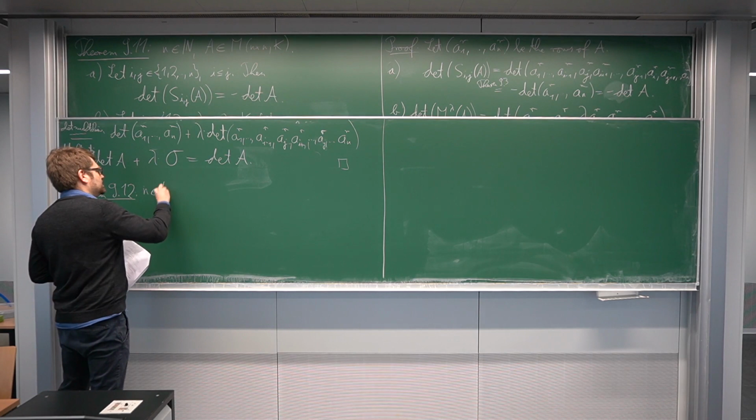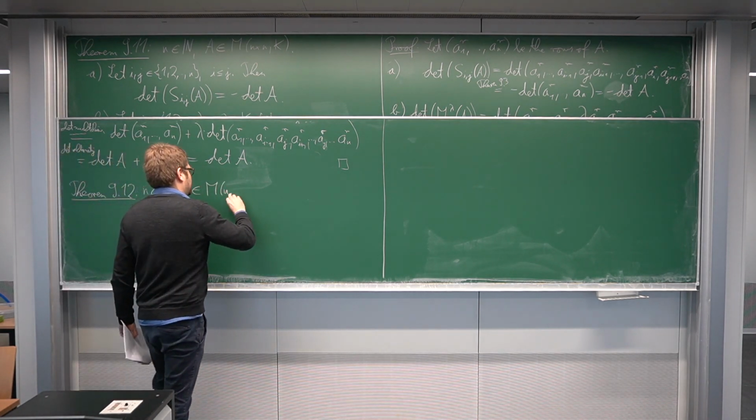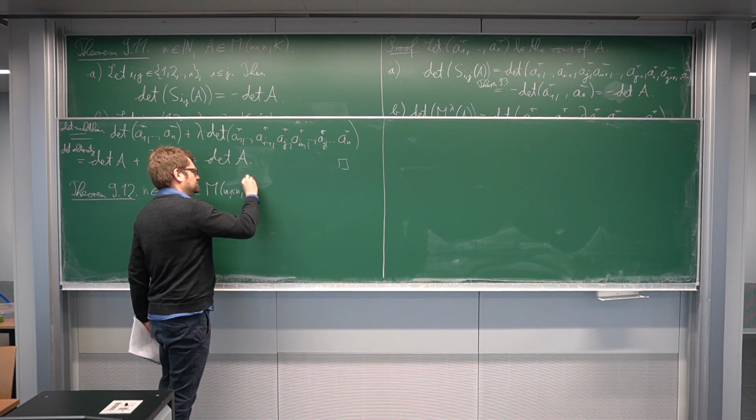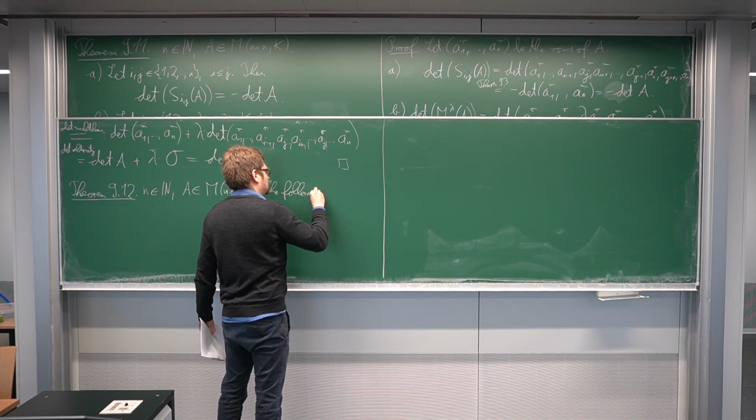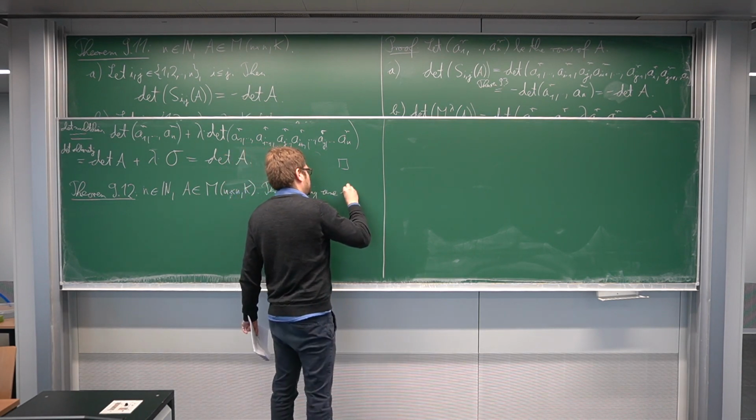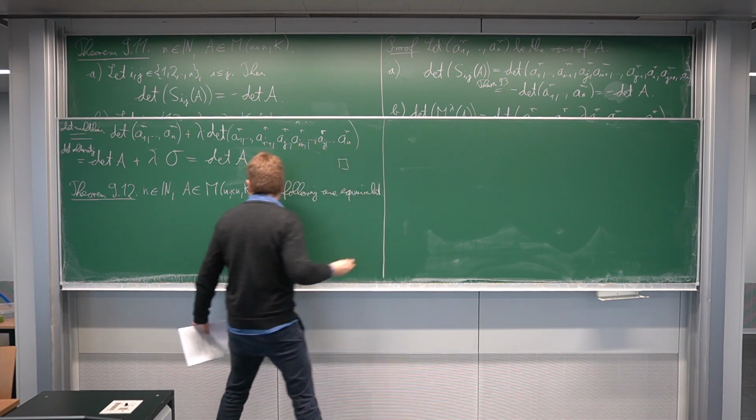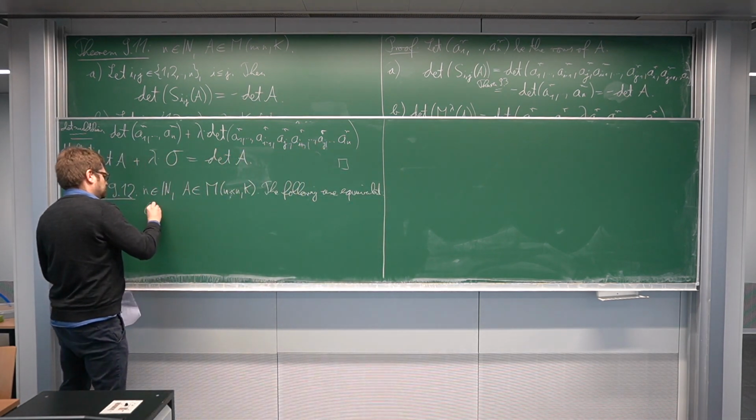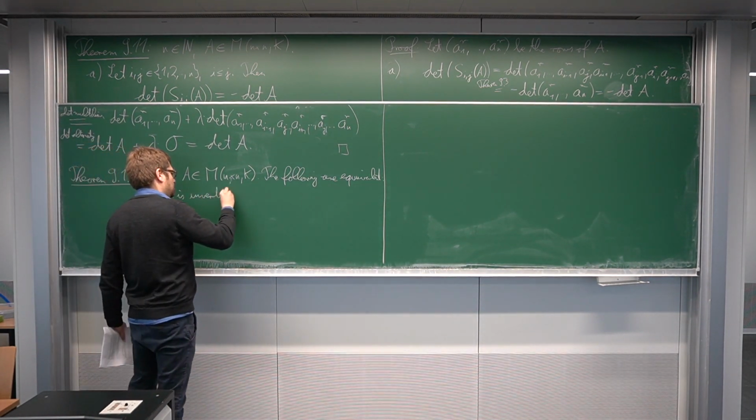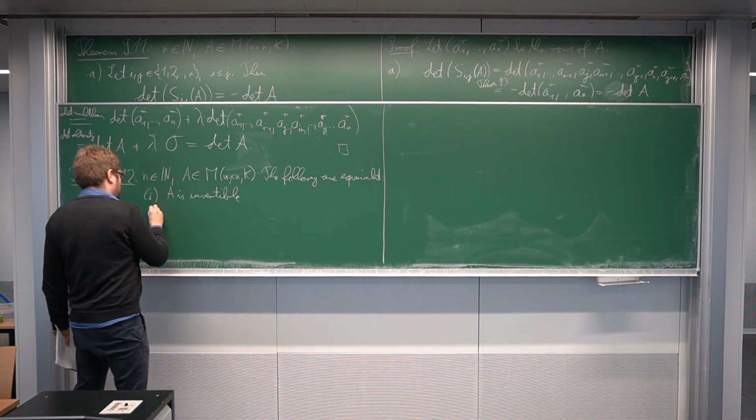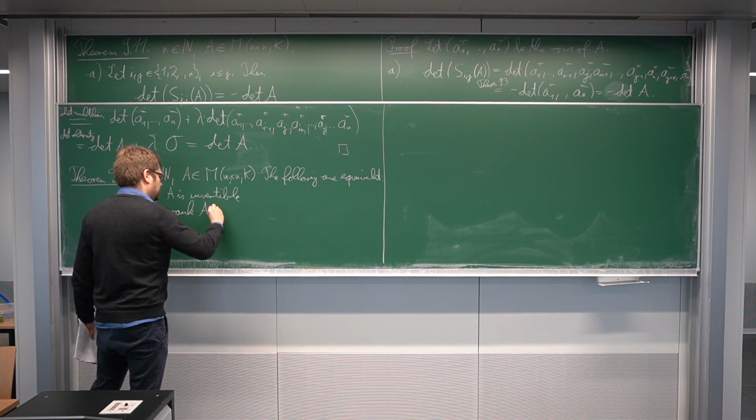So let n be a natural number and let A be a quadratic n by n matrix. Now the following statements are equivalent. First of all, A is invertible if and only if the rank of A is n, so the matrix has full rank.